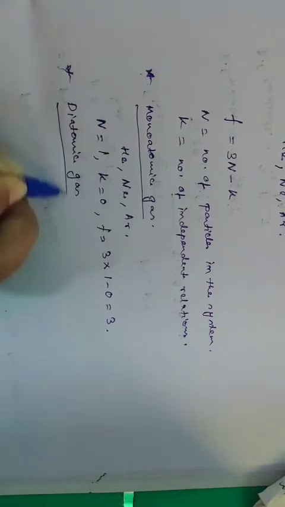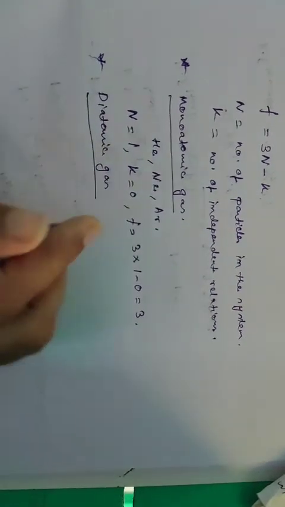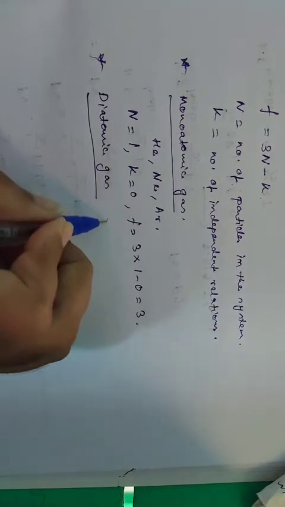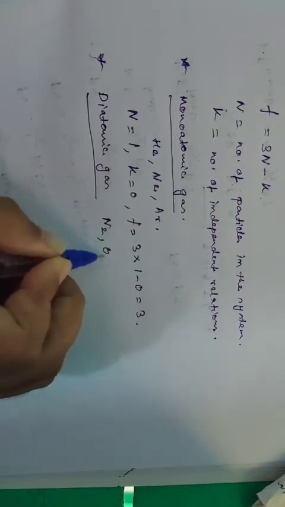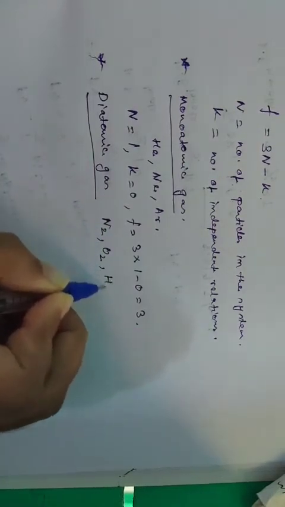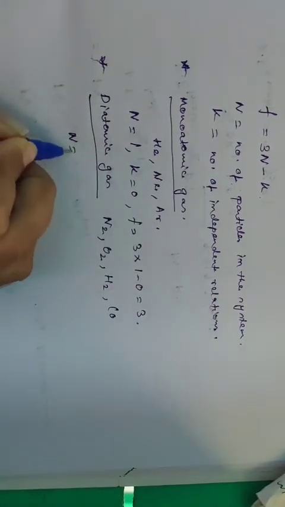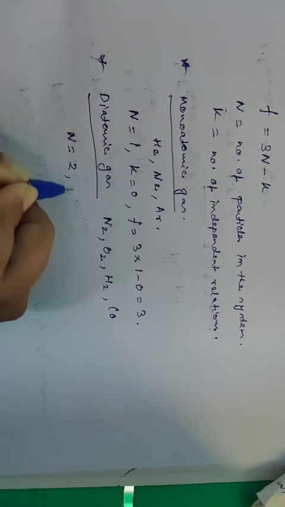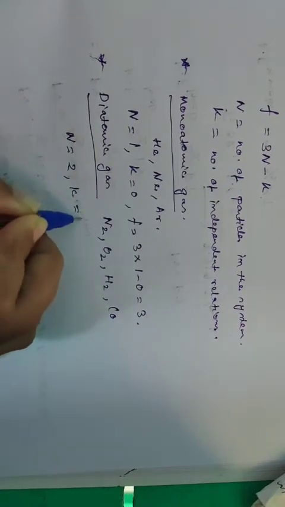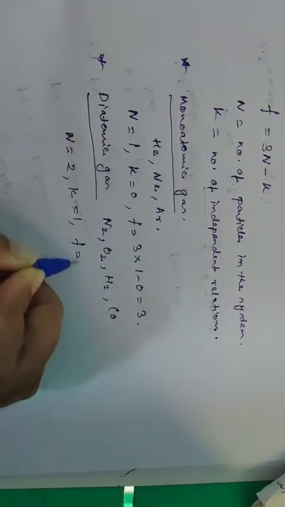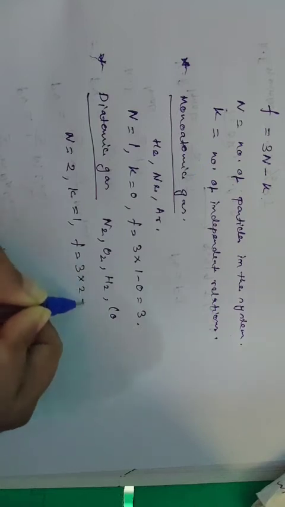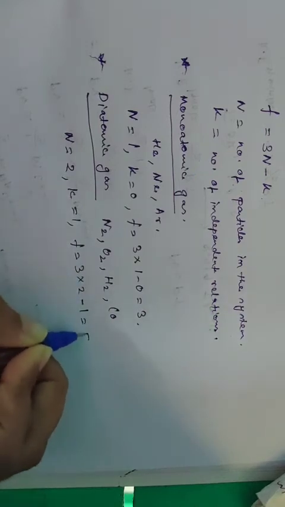For diatomic gas, diatomic gases are nitrogen, oxygen, hydrogen, CO. So here n will be what? 2 and k will be 1. So our degrees of freedom will be 3 into 2 minus 1, that will be 5.